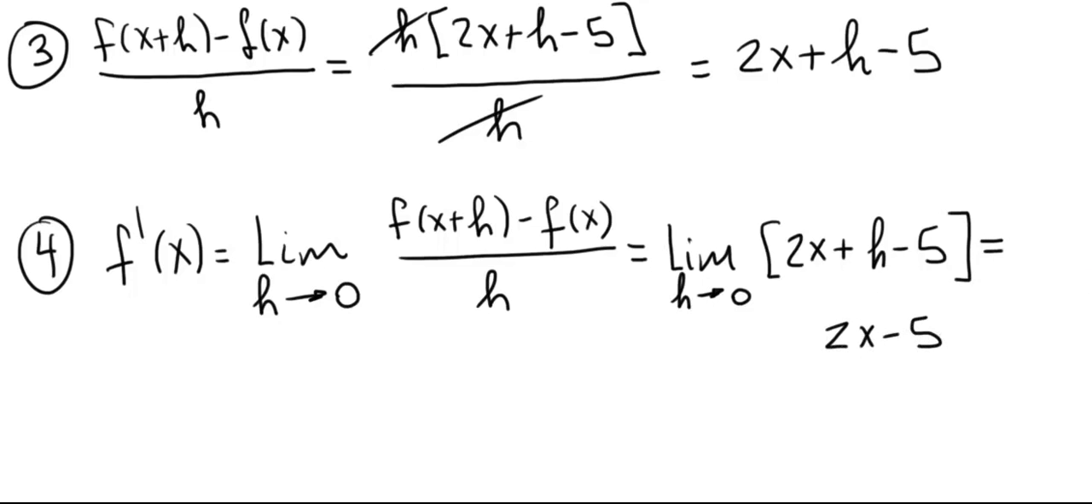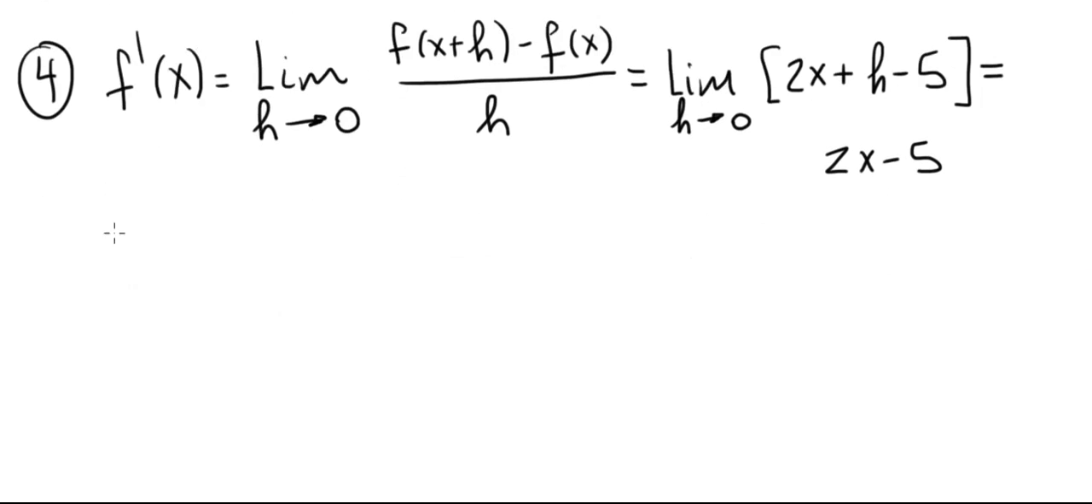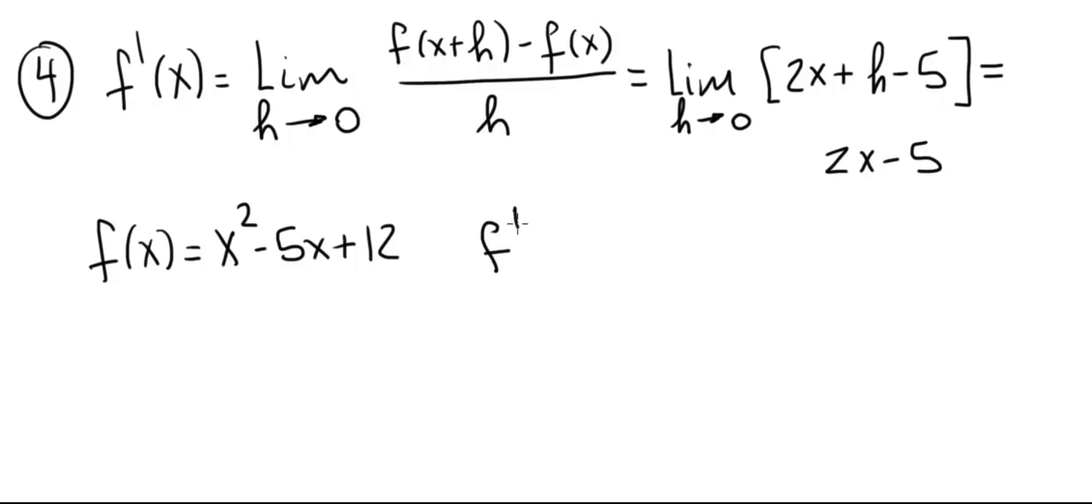So to summarize it, using the definition, when we have a function f of x equals x squared minus 5x plus 12, its first derivative, f prime of x, is equal to 2x minus 5.